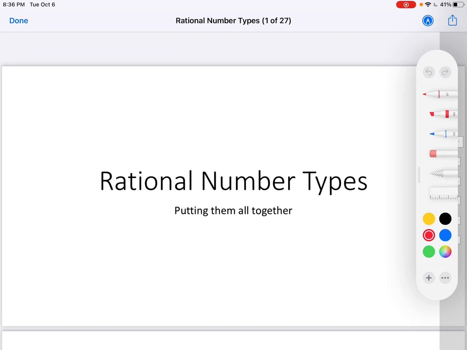And then we're going to place some numbers where they belong in a diagram. The diagram is called a Venn diagram. Okay, so let's get started.